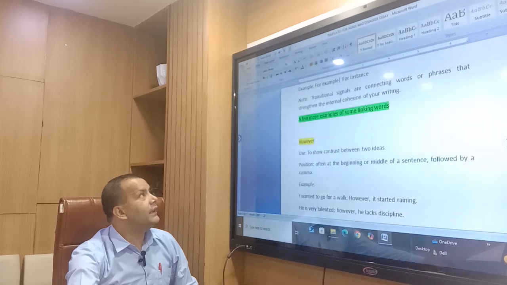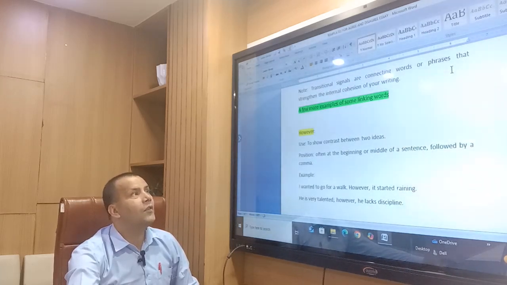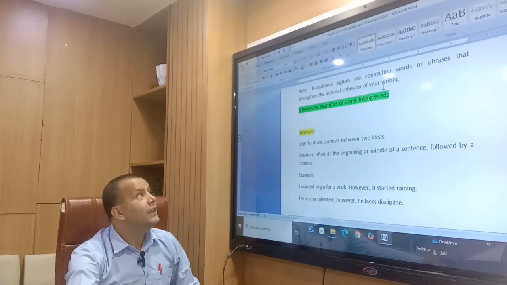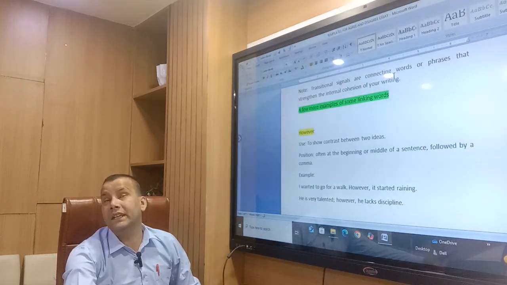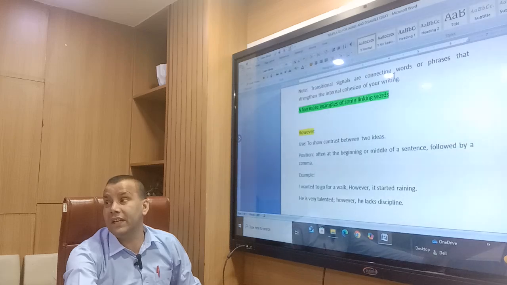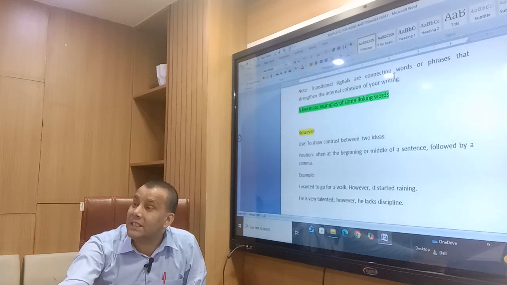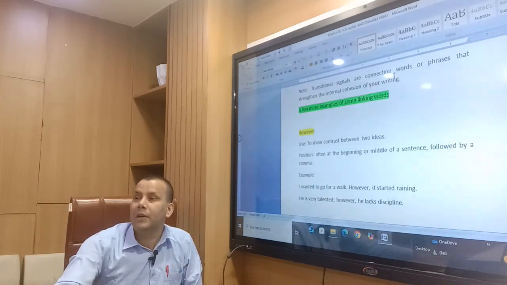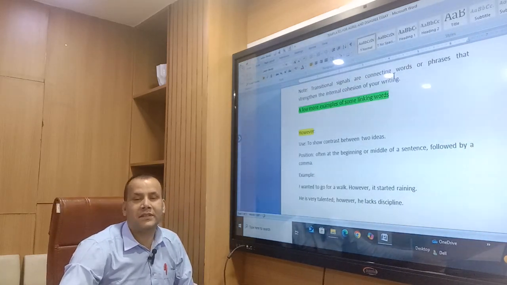Now, okay, let me read. Transitional signals are connecting words or phrases that strengthen the internal cohesion of your writing. If you use transitional signals, readers find it very easy to read your writing. Your writing sounds very natural, formal. You have to use transitional signals in IELTS writing task 2. By hook or by crook, you have to use transitional signals.